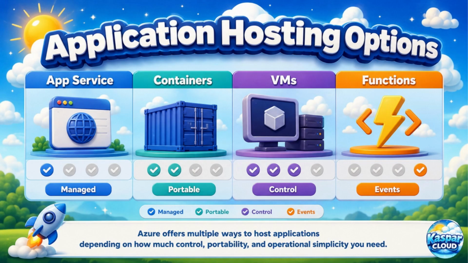The decision often comes down to the trade-off between control and convenience. More control often means more responsibility for patching, scaling, and monitoring. More managed options reduce infrastructure work but may limit low-level customization. Choose hosting based on application pattern, portability needs, scaling behavior, and the amount of platform management the team wants Azure to handle.